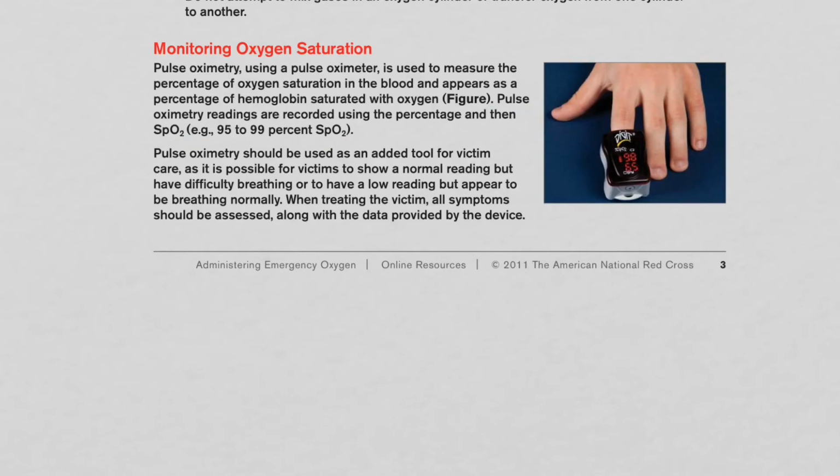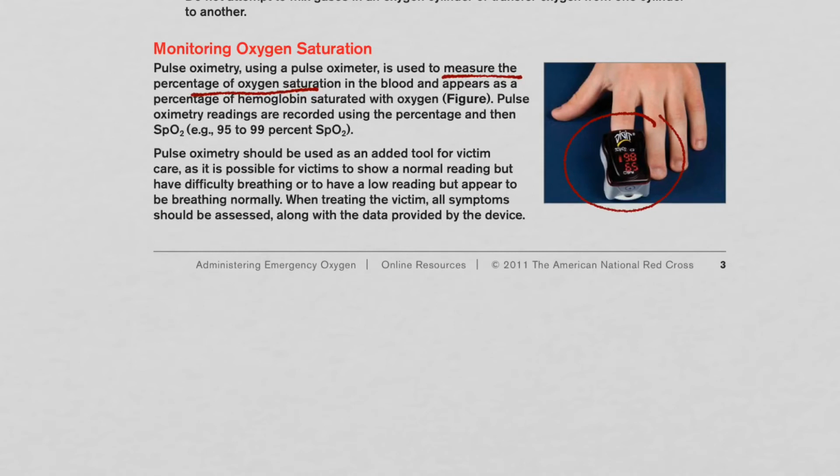One clinical tool that can be used in the field to help you measure the percentage of oxygen concentration or saturation in the blood is a pulse oximeter. These little tools can be purchased for relatively cheap, but they're great tools to help you determine when and if you actually need to deliver oxygen, if that makes sense.